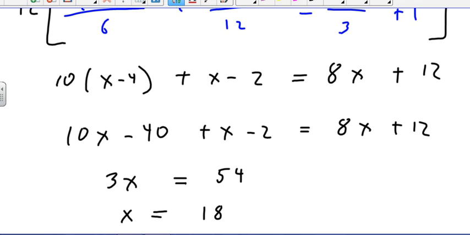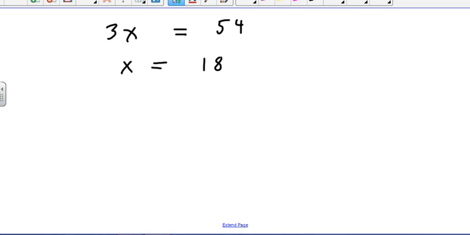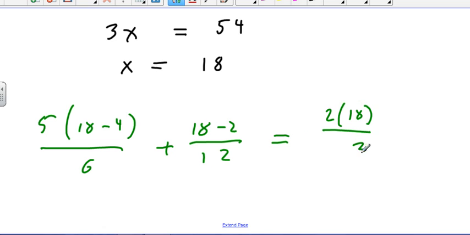I think so, 18. Okay, now we're going to check our work. We are going to check our work. You got to be kidding me. Okay, so 5 times (18 minus 4) divided by 6 plus (18 minus 2) divided by 12 is supposed to equal 2 times 18 divided by 3 plus 1. So it's supposed to be, we'll put the question mark there.